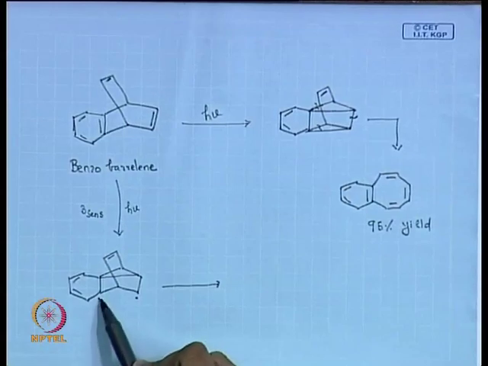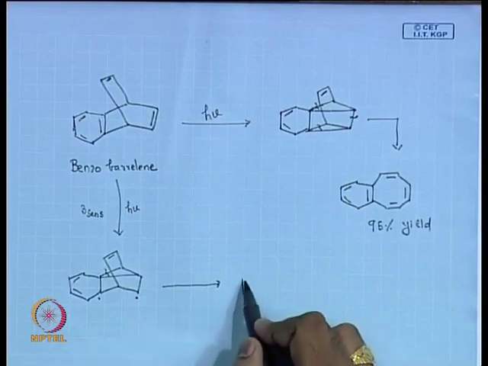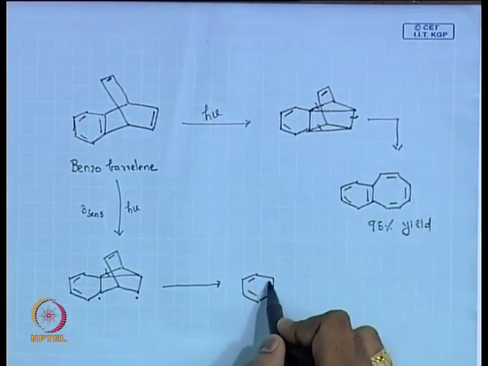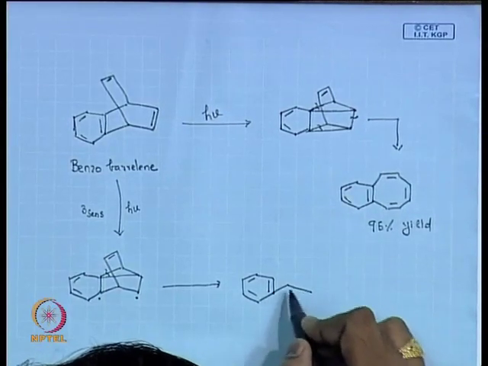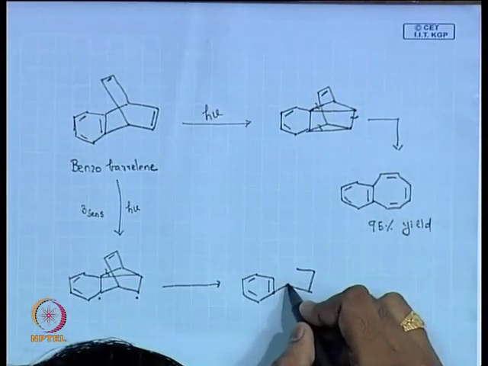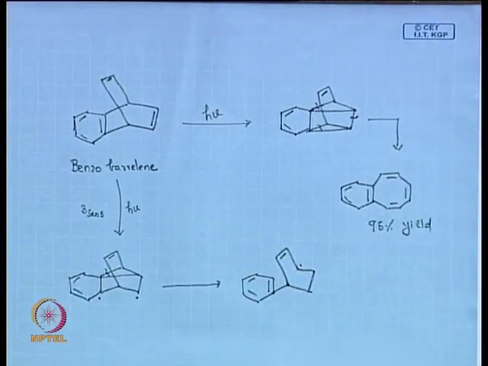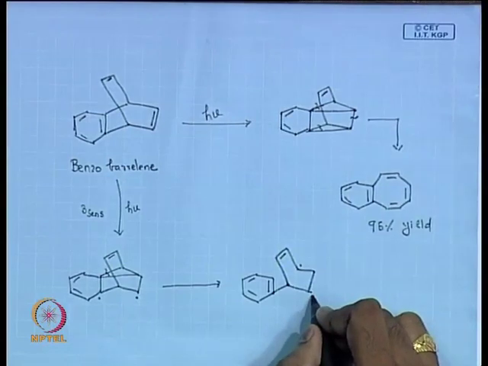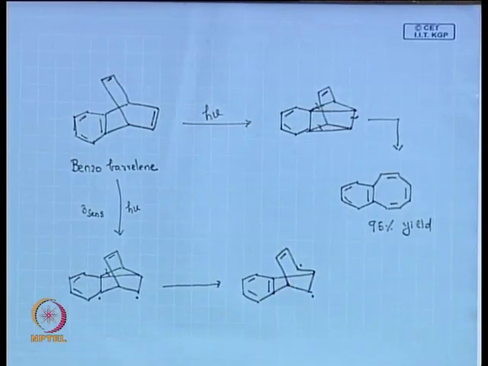See, now you have a radical here. What do you want to do? You want to bring it back to your aromatic, right? So you can cleave this bond then, so that it becomes aromatic. Yes, you can get this type of structure.